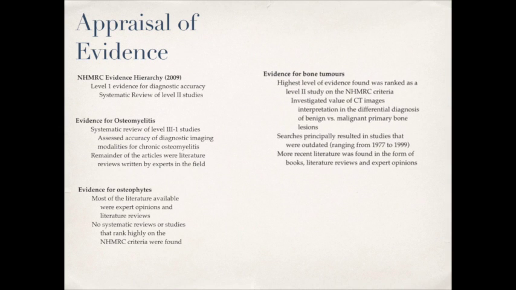For the evidence of bone tumours, the highest level of evidence that was found was ranked as a Level 2 study on the NHMRC criteria. This study investigated the value of CT images interpretation in the differential diagnosis of benign versus malignant primary bone lesions. The remainder of the searches principally resulted in studies that were outdated, ranging from 1977 to 1999, which is why this literature was not used. More recent literature, however, was found in the form of books, literature reviews, and expert opinions.